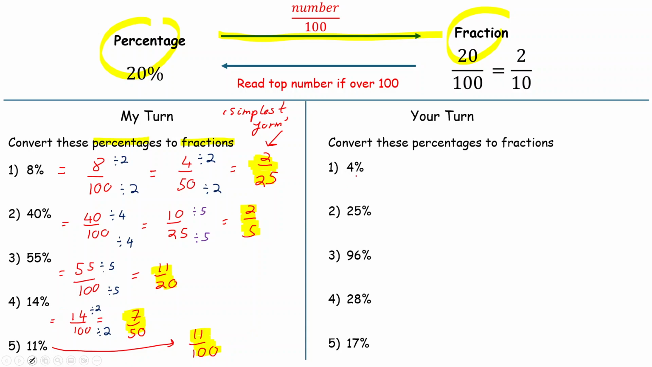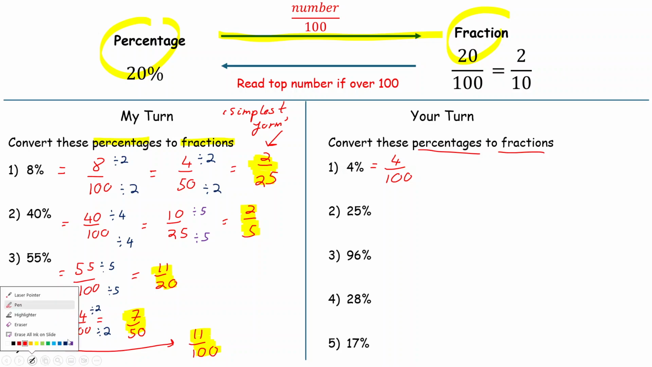Brilliant. You can now try your turns. You can pause the video and then we will go through all of these. So the first one, 4% to a fraction. Again, we're just putting your number for all of these, which the first one is 4 over 100. So these are the same thing, percentage and a fraction.